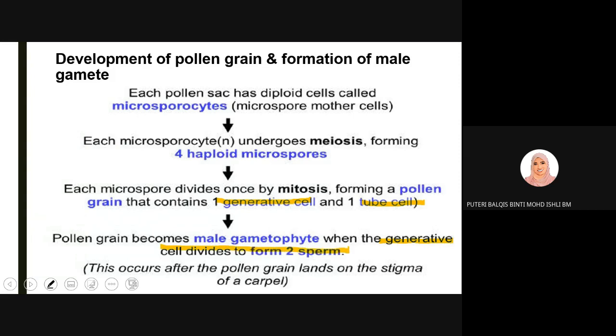Dia akan jadi male gametophyte apabila generative cell ni divide by mitosis to form 2 sperms. Kenapa ada 2 sperm nanti? Untuk double fertilization.